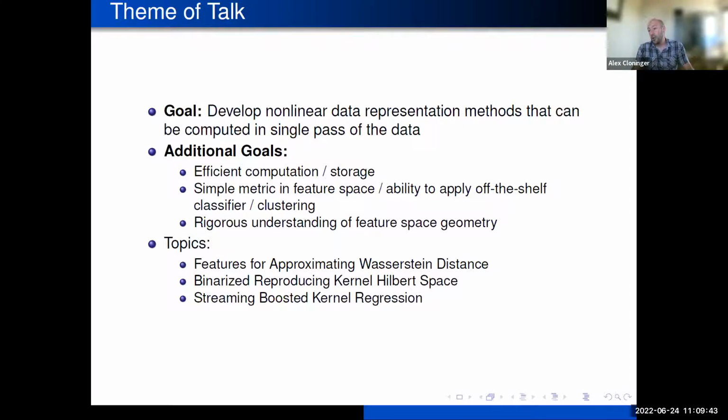Binarized reproducing kernel Hilbert spaces and ways to do nonlinear kernel methods in, you know, 1-bit storage. And if we have time, I'm going to talk about doing kernel regression in a streaming setting where your data is coming in one at a time, and we can have some streaming model that doesn't require computation that scales with the number of points. So that's where we're at.